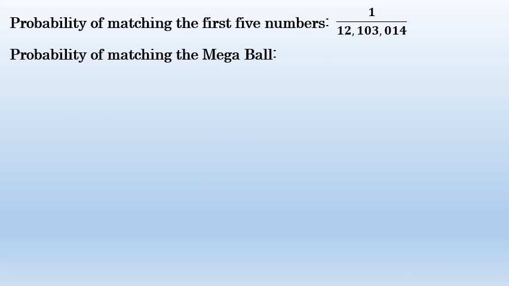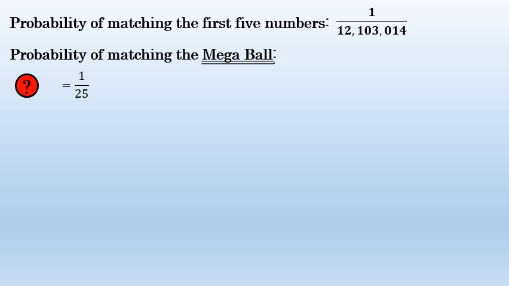Once you know the probability of matching the first 5 numbers, you then multiply that by the probability of matching the megaball. Finding the probability of matching the megaball is much simpler than finding the probability of matching all of the first 5 numbers. The megaball is simply one number drawn from a set of 25. The probability is simply 1 in 25.